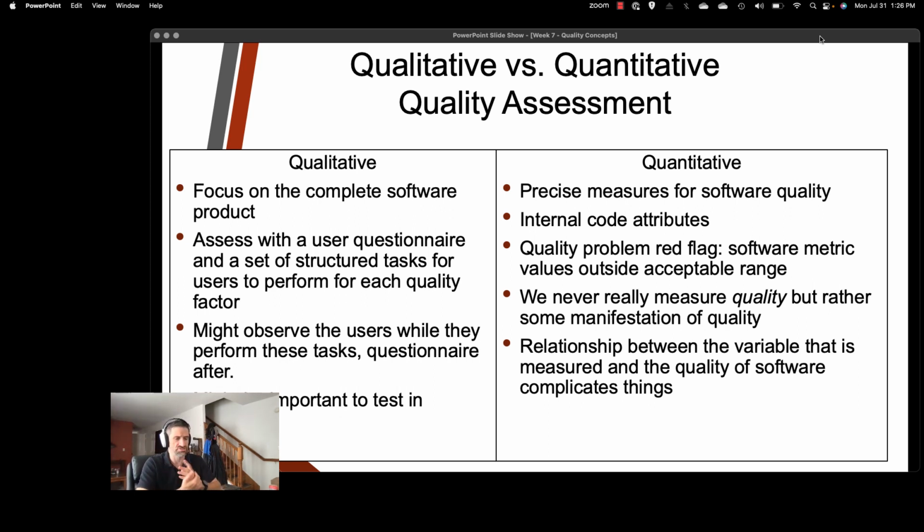And then the relationship between the variable that is measured and the quality of software is going to complicate things, because correlation does not equal causation in all situations. So you may have a correlation between a particular variable being measured, and you may say, okay, that's correlated to the software quality, but that's not always true. There has to be a lot of critical thinking around it and an examination of the situation before that can be stated infallibly.